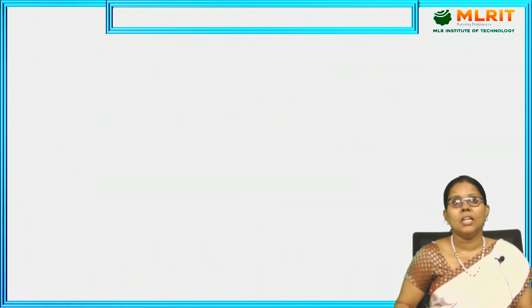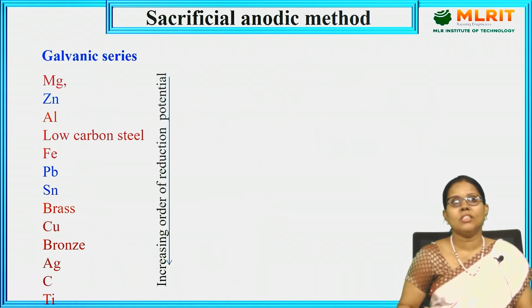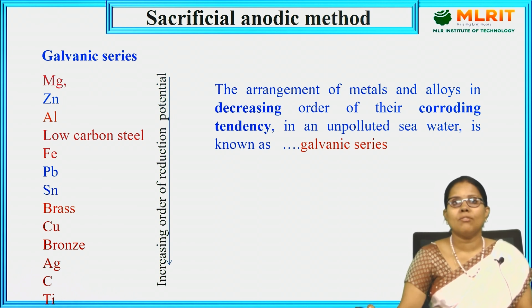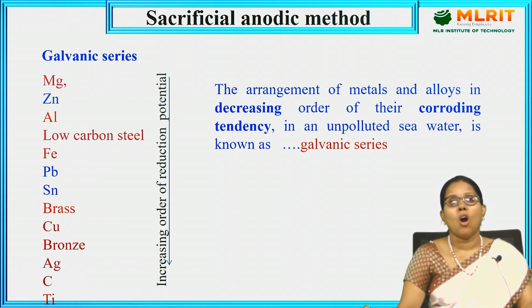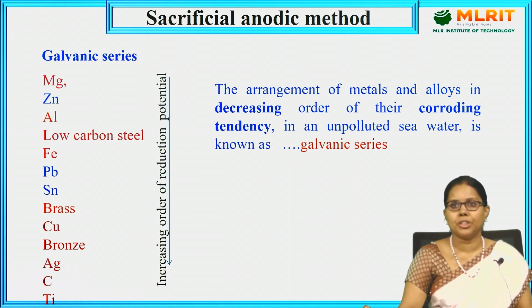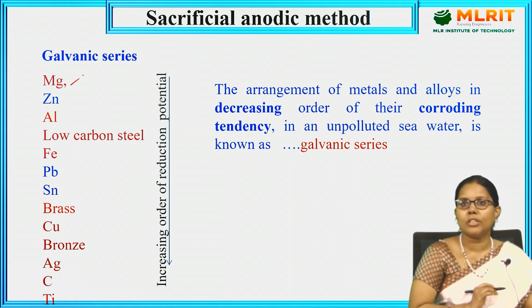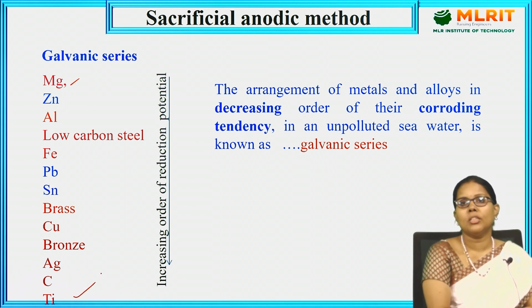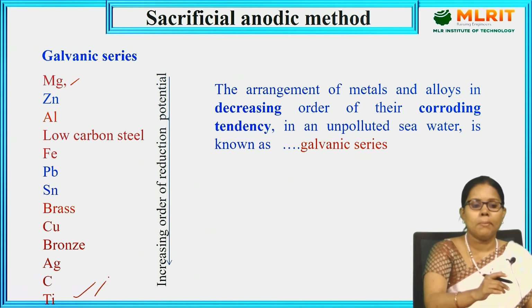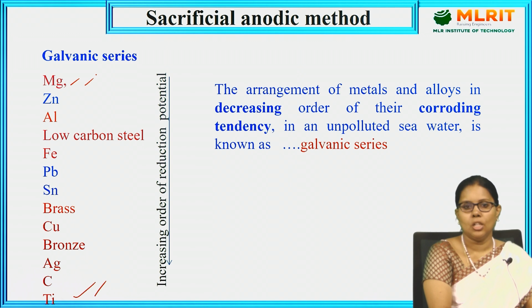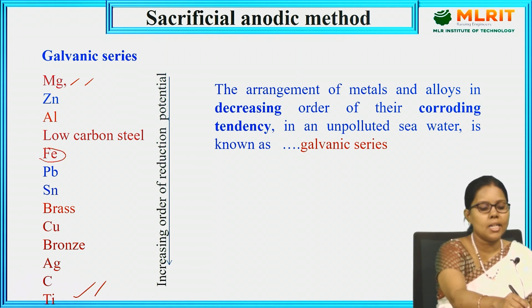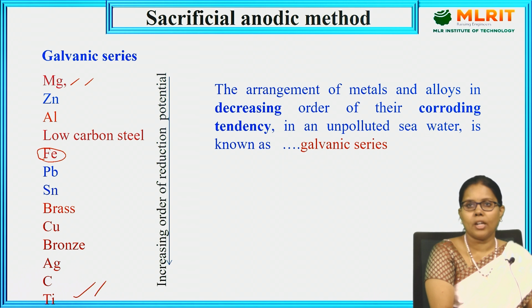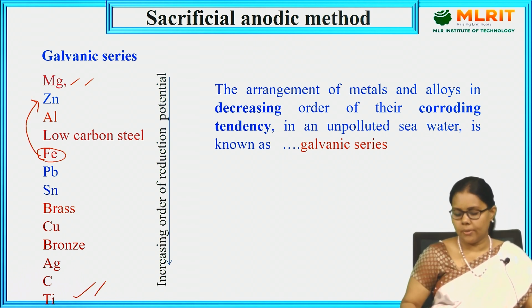If we see the galvanic series, it tells about the increasing order of the reduction potential. The metals at the top have more tendency to lose electrons, and the metals at the bottom have more tendency to gain electrons, that is, a higher reduction potential. The metals at the top have more oxidation potential. So, in order to protect a metal like iron, it should be connected through a wire to the more anodic metals, where the anodic metal gets corroded.